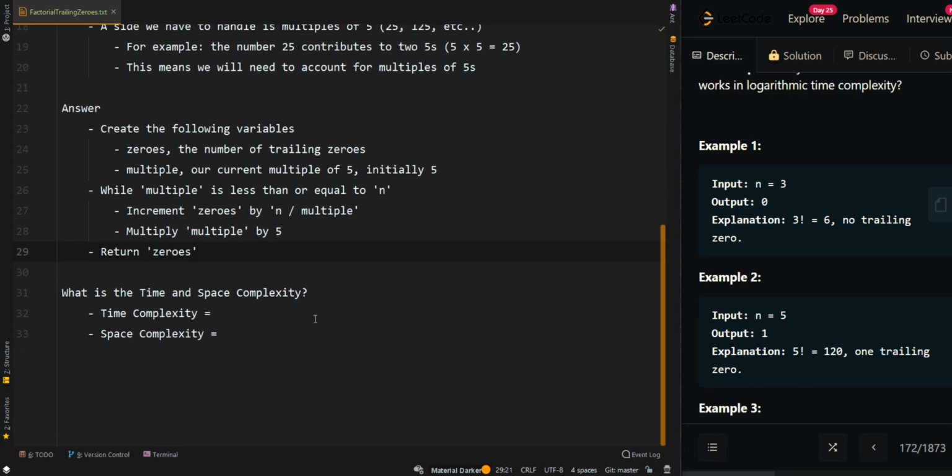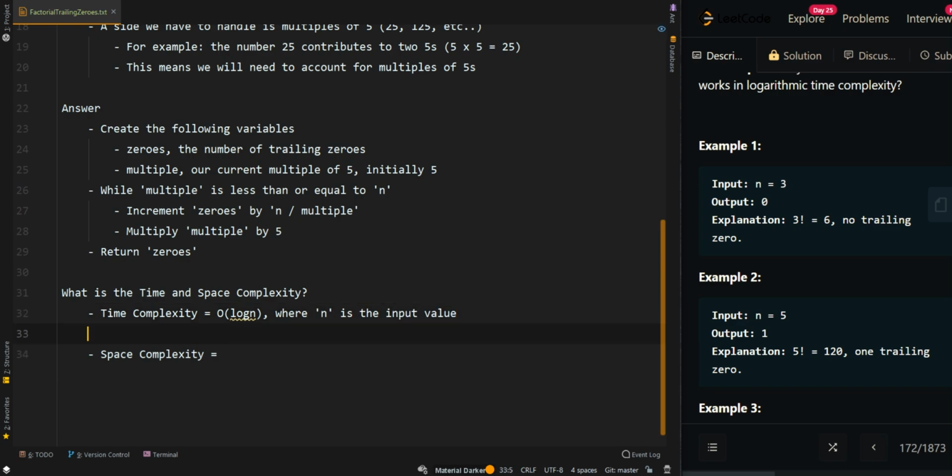Now let's go over the time and space complexity. The time complexity is O(log n), where n is the input value. This is because we divide by multiples of 5 each time. Then our space complexity is O(1).